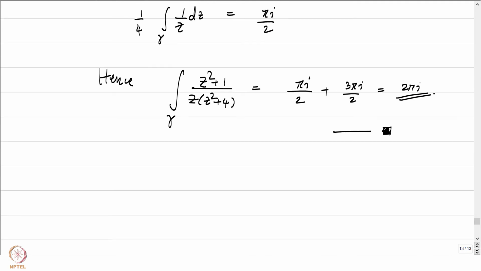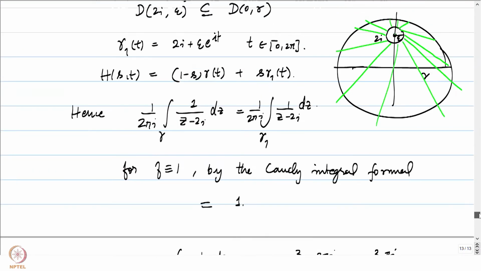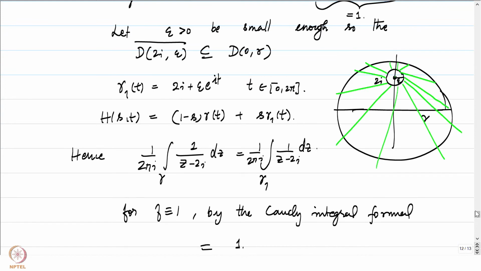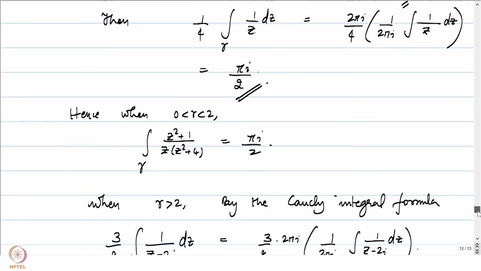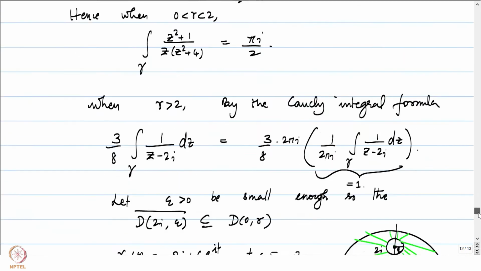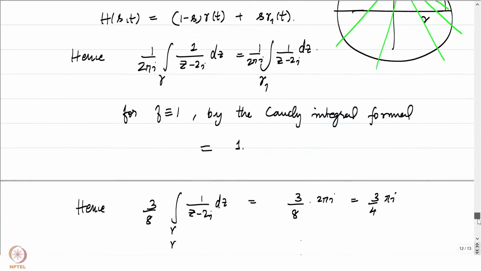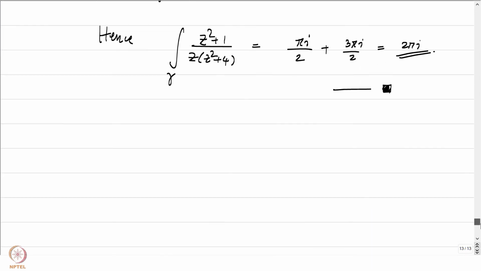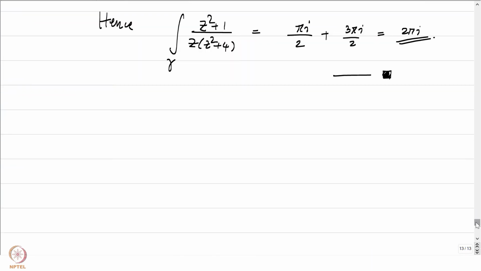Notice that we used Cauchy integral formula in a very crucial way in this problem, in both the cases, when r less than 2 and r greater than 2, to get hold of our answer. Notice that the key aspect in this problem was to identify what curves were homotopic to what curves and how they were relevant to this problem. So that's one key thing one has to keep in mind when we solve these kinds of problems.